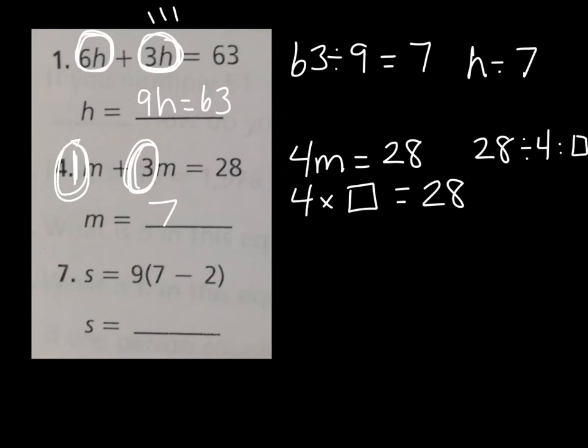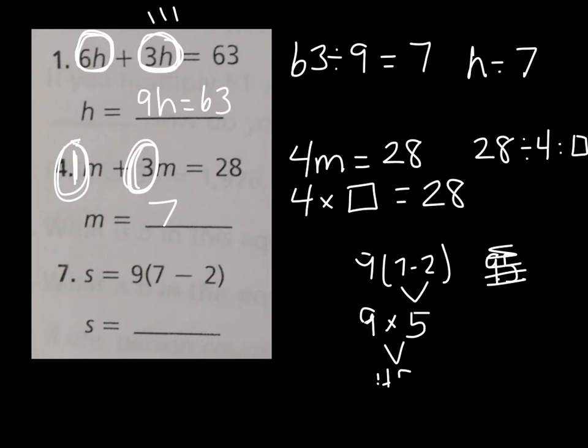And then finally here, this one's a little bit confusing because we have to remember that when a number is right next to the parentheses, that it is multiplication. But we also need to remember that we're going to do what's in parentheses first because of order of operations. So we have 7 minus 2 is 5, and now we're going to multiply that 5 to the 9, and obviously we're not going to put the 9 right next to the 5 because that becomes 95. And then we have 45 for S.